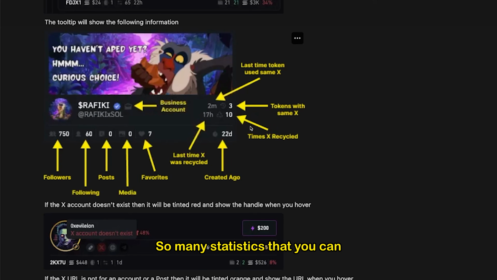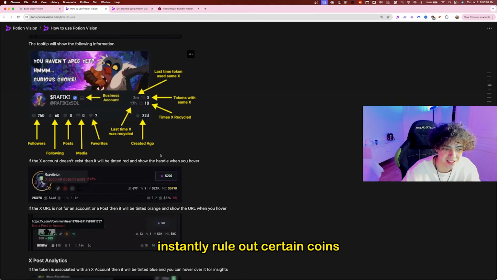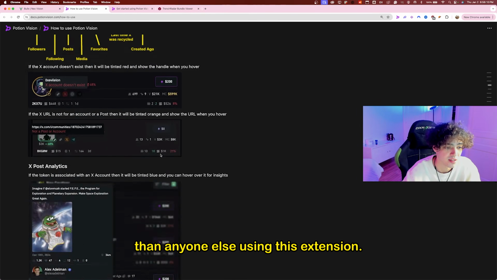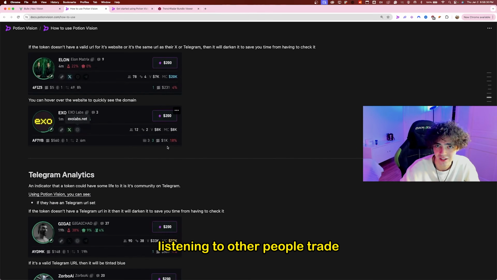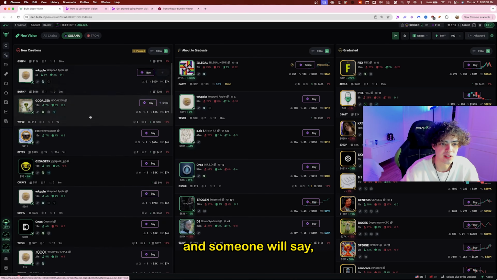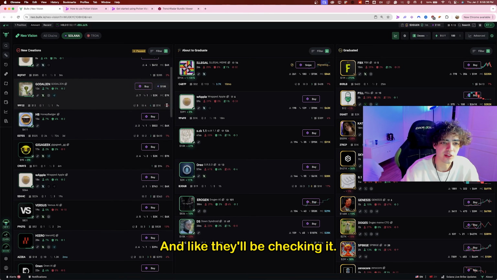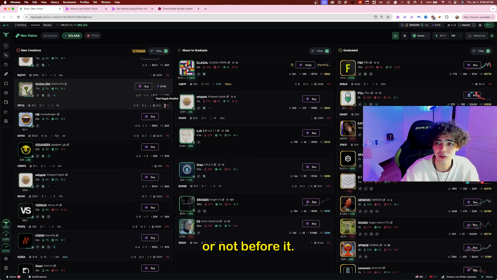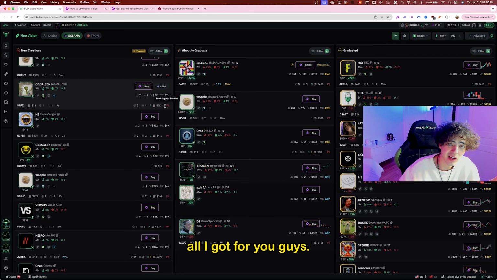It gives you so many statistics that you can instantly rule out certain coins and just scan in a much quicker, easier way, and you will always, literally always, get better entries than anyone else using this extension. I'll be in a voice chat listening to other people trade, and this coin will come up and someone will say, oh, is this bundled? And they'll be checking it, and I already know exactly if it's bundled or not before they even ask the question.